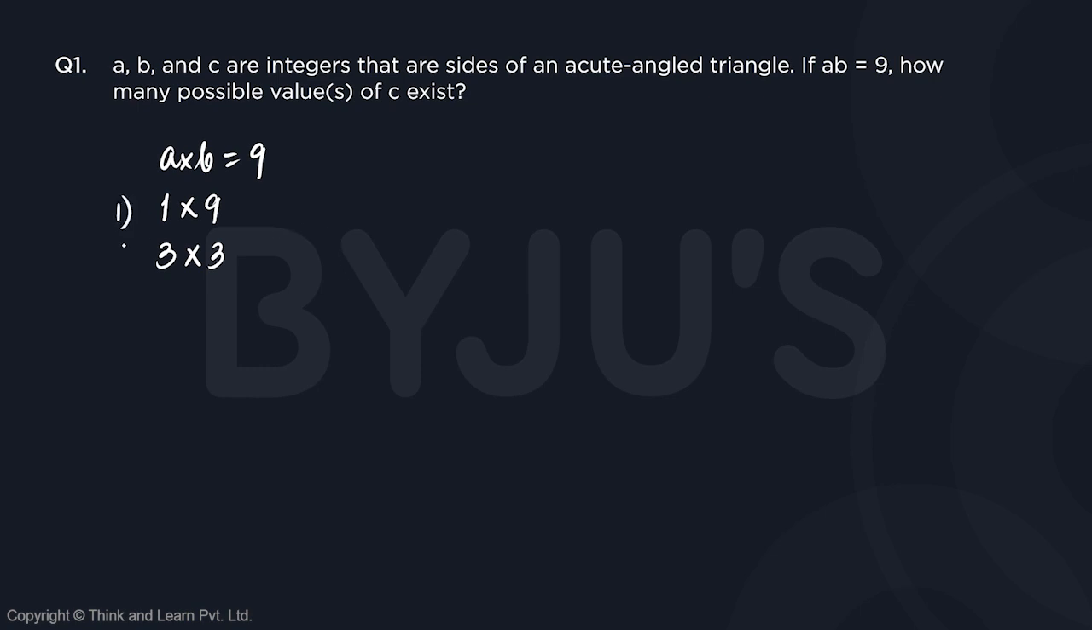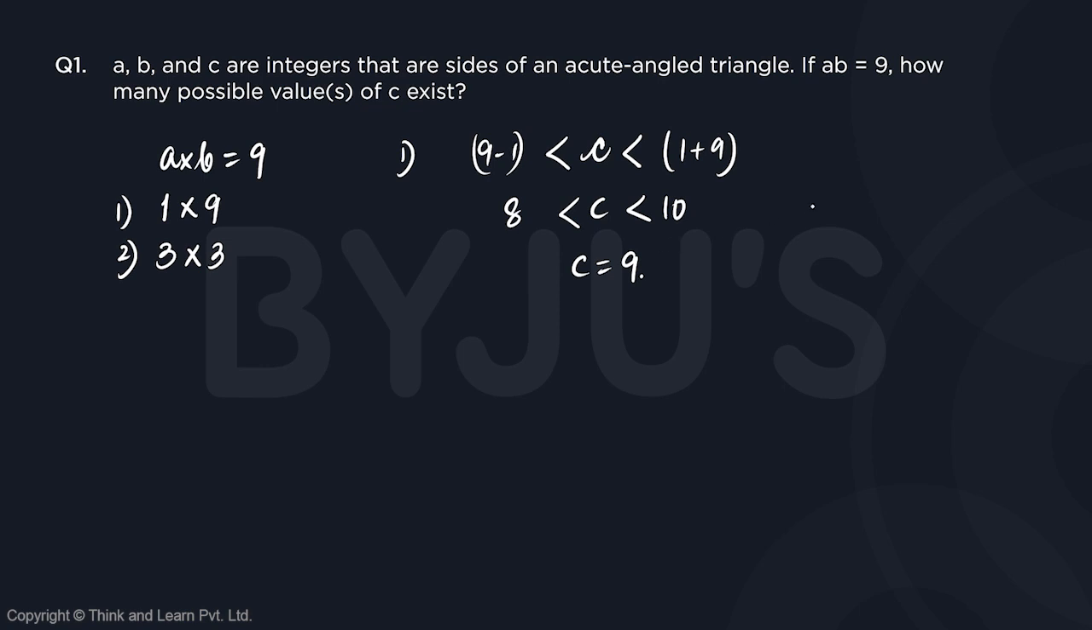Let's call it case 1 and case 2. In case 1, if we talk about the third side, we know that every side of a triangle is less than the sum of the other two sides and greater than the difference of the other two. So C should be less than 10 and greater than 8. So the only integral value of C that is possible is 9. So we will have one triangle whose sides are 1, 9, 9.